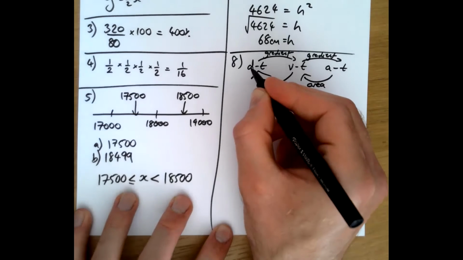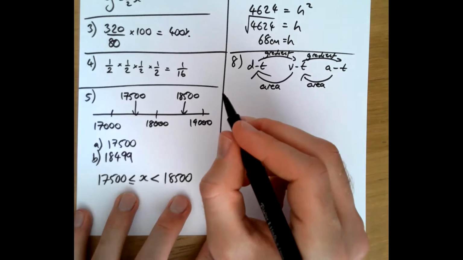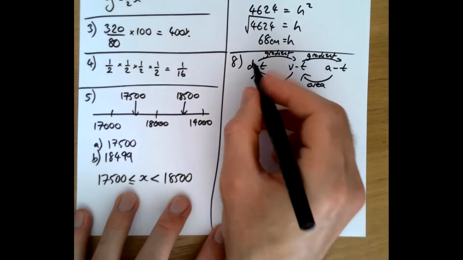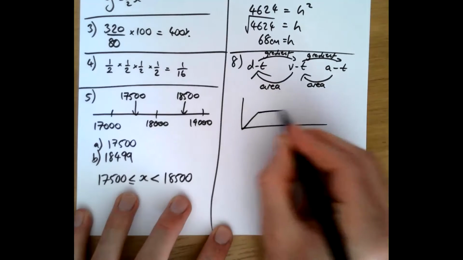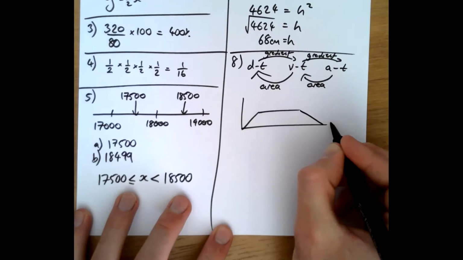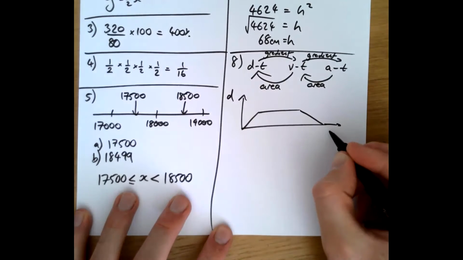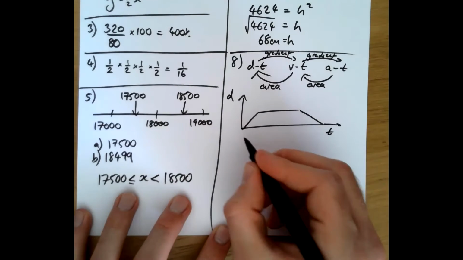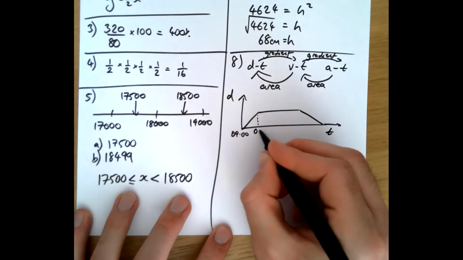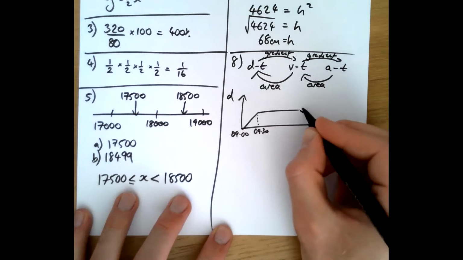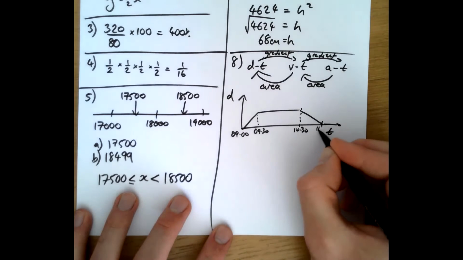So in this one, it says he cycles to the library in half an hour at a speed of 12 miles per hour. He stays at the library for an hour because we can see that the distance isn't changing, because we've got something like this. So it stays there and then it comes back down again. Okay, this is our distance. This is our time. May as well just finish it off. 9 o'clock. This bit here is 9:30. This bit here is 10:30. And then this one is 11:15.